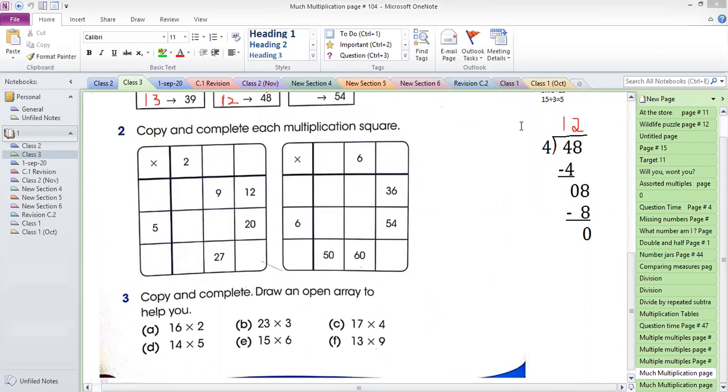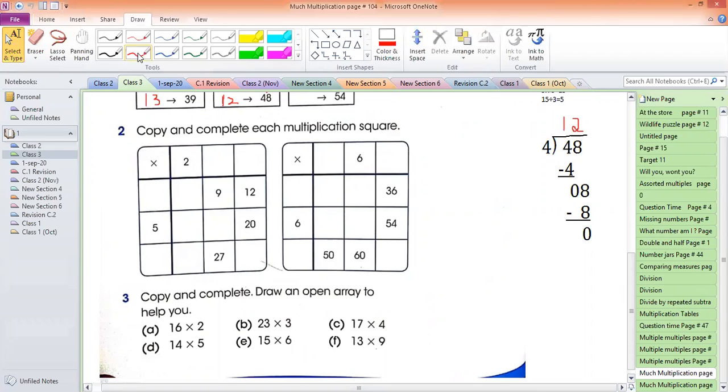All right, guys. So this is question number 2. What you have to do here is complete this multiplication square. How are you going to complete it? For that, you should know how this multiplication square works. Look here, guys. There are some numbers here on the first row. This is the multiplication sign.